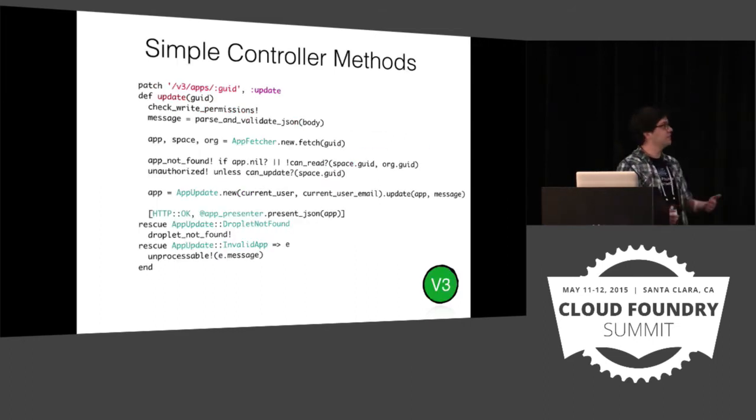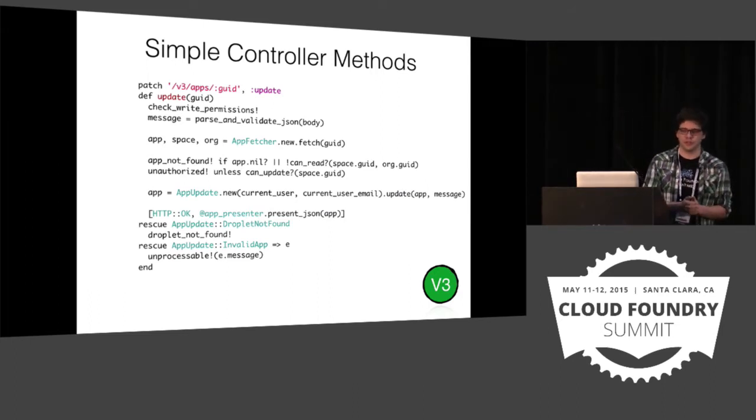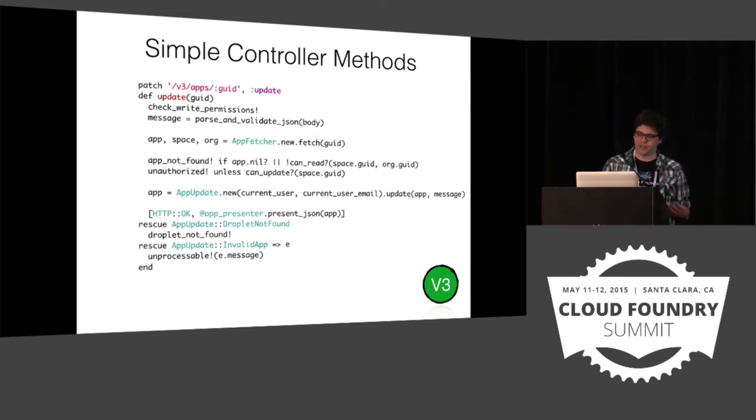So this is a V3 controller now. There's a lot more code. This is only one action in a specific controller. This is the update of apps. So this is the apps controller and the update request on that. So the first thing we define is actually the path for that action. And it's really obvious on the first line there. That's what we're doing. And after that, everything just flows through.